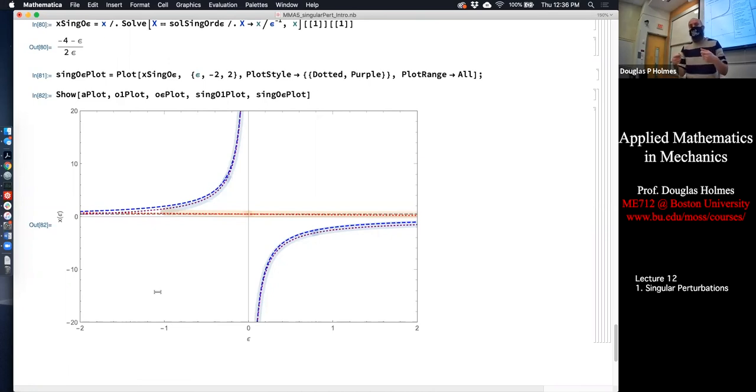Repeat the process. Balance 2 different terms in the equation, remembering that you always want to have in your dominant balance the term that you're looking to keep.